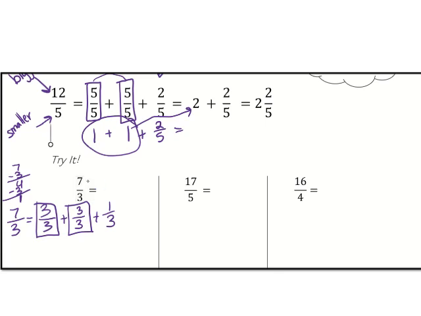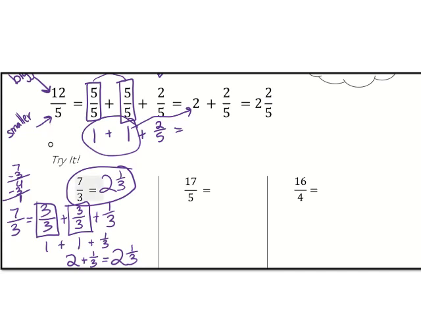3/3 plus 3/3 plus 1/3. I know that this 3/3 is worth 1, and this 3/3 is worth 1, and then I have 1/3 left over. Now I can combine those. 1 plus 1 is 2, plus 1/3, and then to write it like a mixed number, I just write 2 and 1/3. So 7/3 is equivalent to 2 and 1/3.